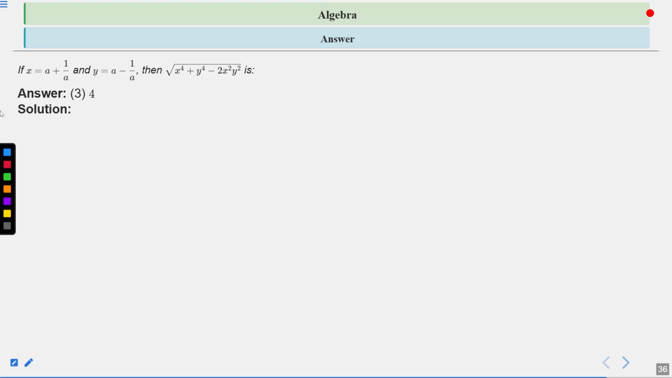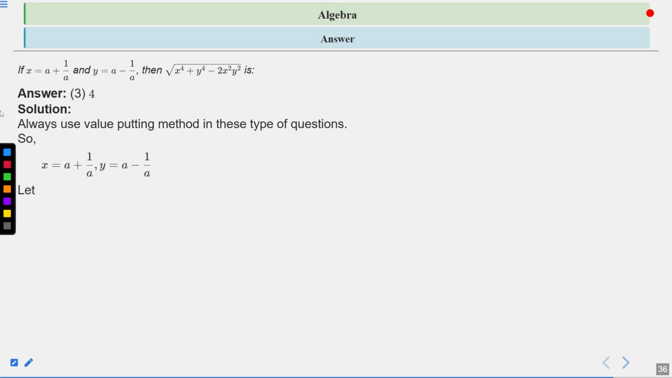Now see the detailed solution of this question. Always use the value putting method in this type of question. So x equals a plus 1 upon a is given and y is given, which is a minus 1 upon a. Let a equal 1. So we get the value of x. The value of x will become 1 plus 1, which is 2, and the value of y will become 1 minus 1, which equals 0.